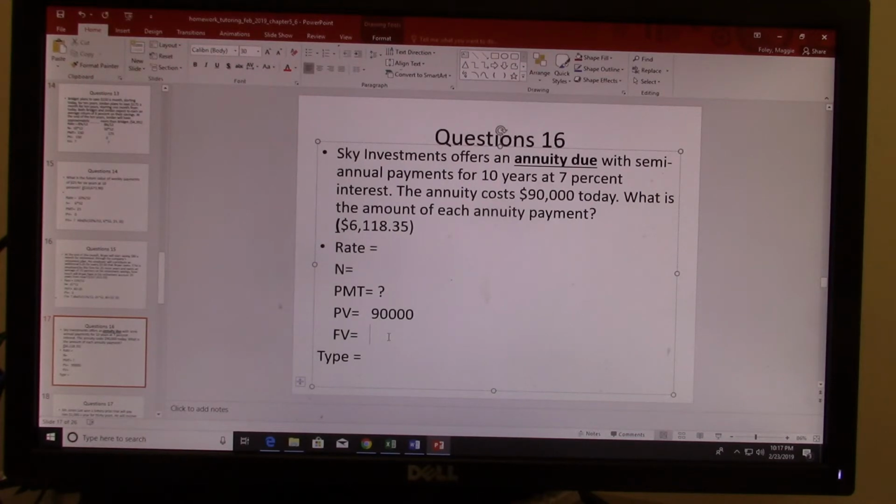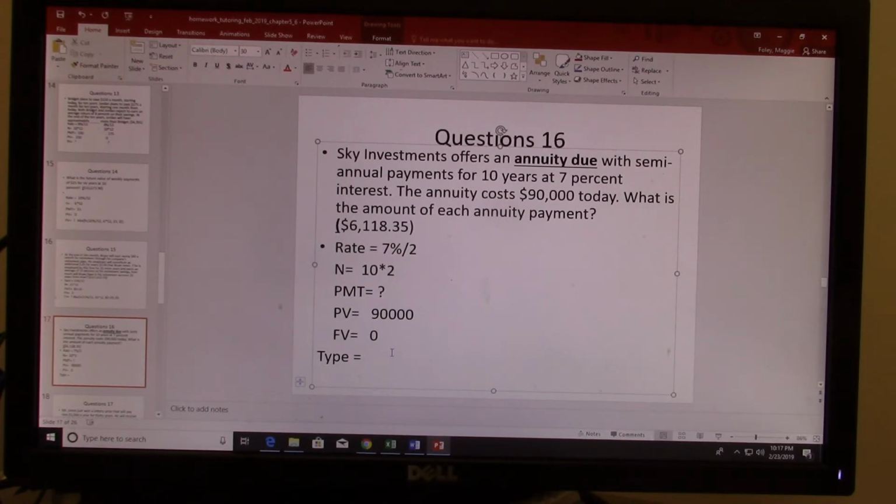Okay, the future value is in this account. How much is it worth? Since the money is all taken out already, by the end of year 10 the future value is the balance of this account, which is 0. And the rate should be the semi-annual interest rate, which is 7% divided by 2, and how many semi-annual periods are there in 10 years? 10 multiplied by 2 here.